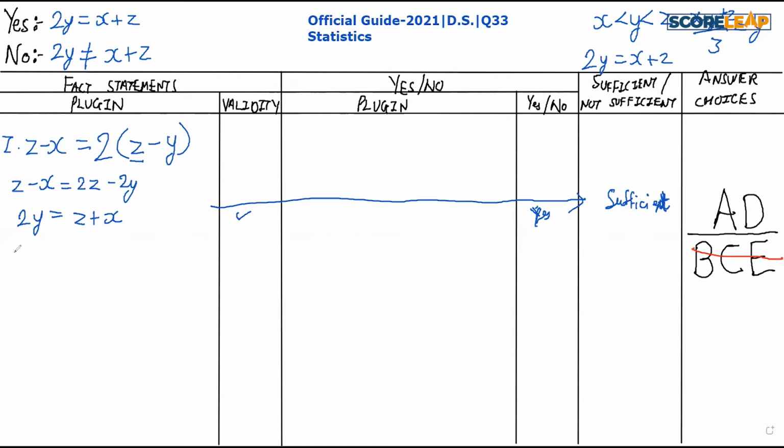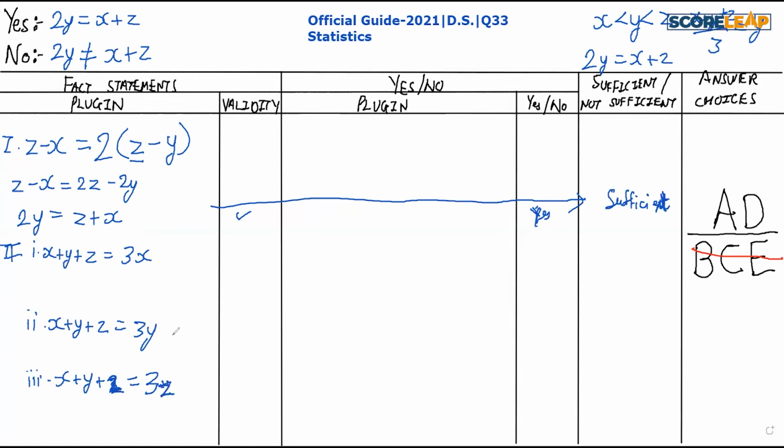Let us check whether statement 2 is also sufficient or not. Statement 2 says that the sum of the three numbers is equal to 3 times one of the numbers. So here we have three possibilities: the sum of the three numbers equals 3 times x, or 3 times y, or 3 times z. These are the three possibilities.